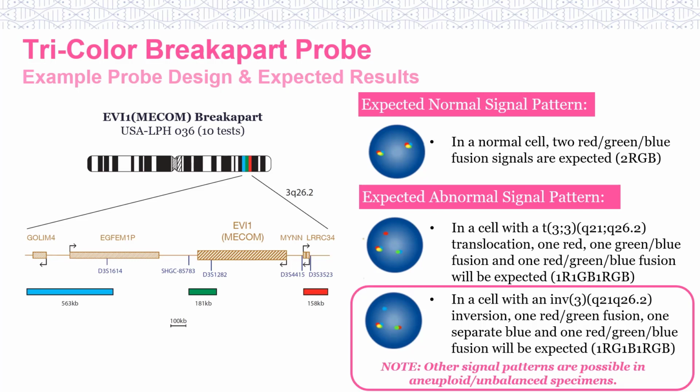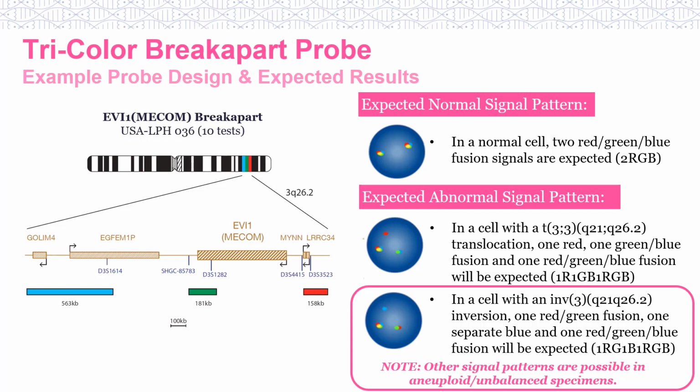Second, for a cell that harbours an inversion inv(3)(q21q26.2), the analyst will observe an abnormal pattern that will appear as one red-green fusion, one separate blue signal, and one red-green-blue fusion signal, or 1RG, 1B, 1RGB.